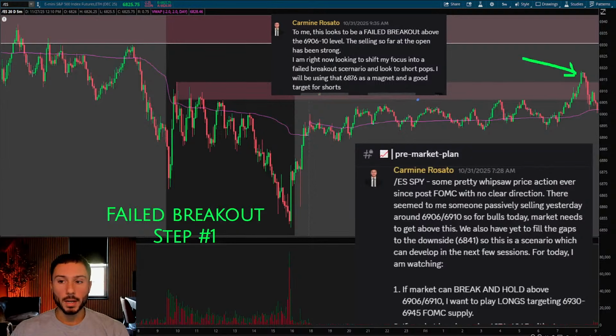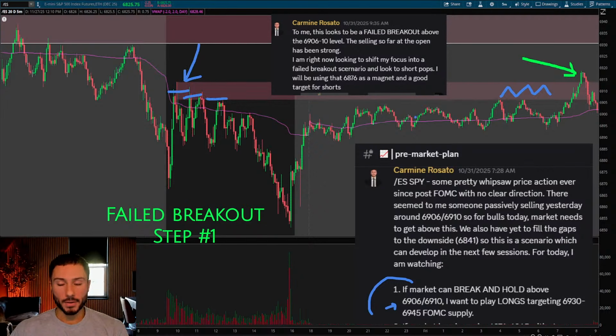So step number one here is we'll first go over the pre-market plan just to get context and understand the levels that developed here. The main thing that I was watching for this day was if the market can break and hold above 69.06 and 69.10. If it could break above this range right here, which is a previous day's passive seller sitting up here.